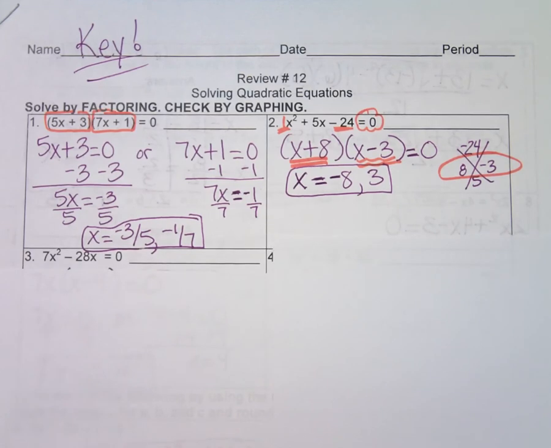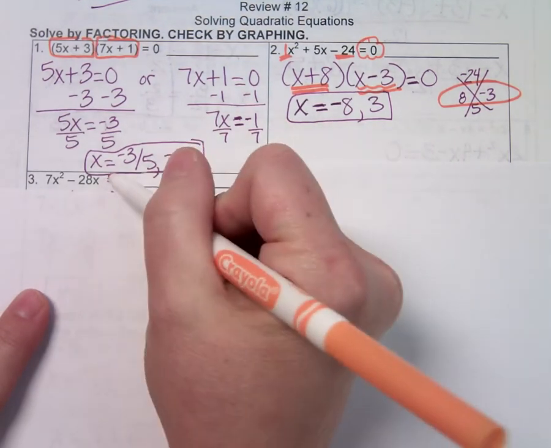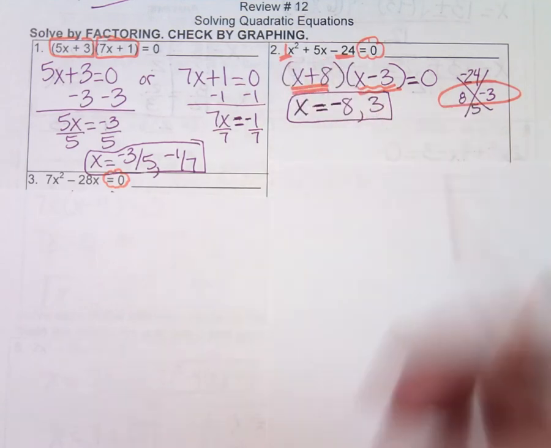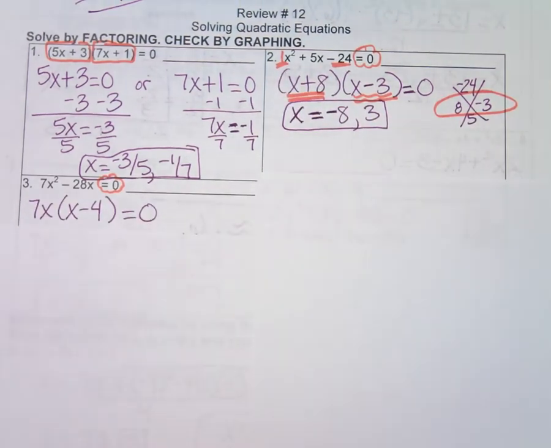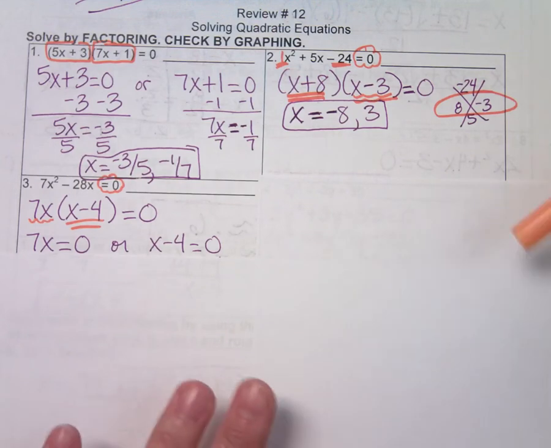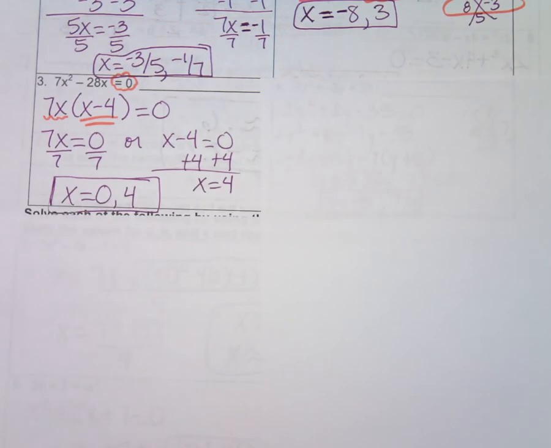Okay, number 3. This one is not factored. So first I look to make sure that it's set equal to 0, and it is. Next thing I look for, do I have a GCF? And I do. So this is what it looks like after I pull the GCF out. And then I take my first factor, 7x, and I set it equal to 0. And then I take my second factor, x minus 4, and set it equal to 0. And then I just solve those two equations. So if I solve my first equation there, I get 0, and when I solve the second equation, I get 4.